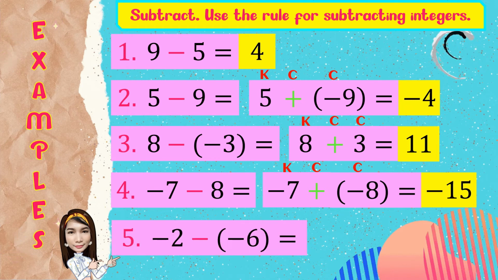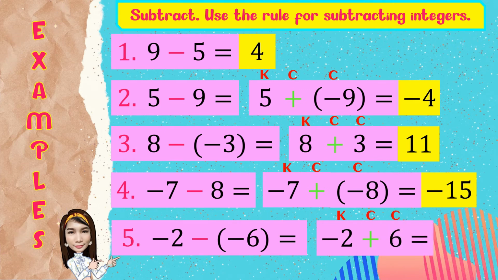So if we have both negative or like signs or same signs, we just add the absolute value, then we copy the sign. Next, number 5, we have negative 2 minus negative 6. So we keep negative 2, then change the operation minus into plus, then change the sign of the subtrahend to its additive inverse. So the opposite of negative 6 is positive 6. Then proceed to addition. So adding unlike signs, we're going to subtract. So 6 minus 2, then we copy the sign of the greater absolute value, so we have positive 4.